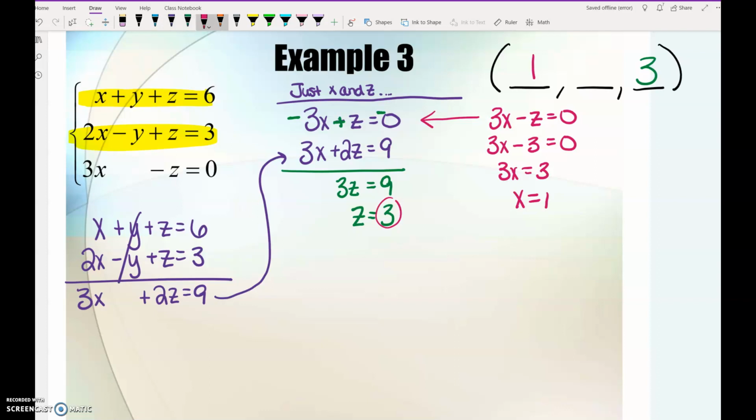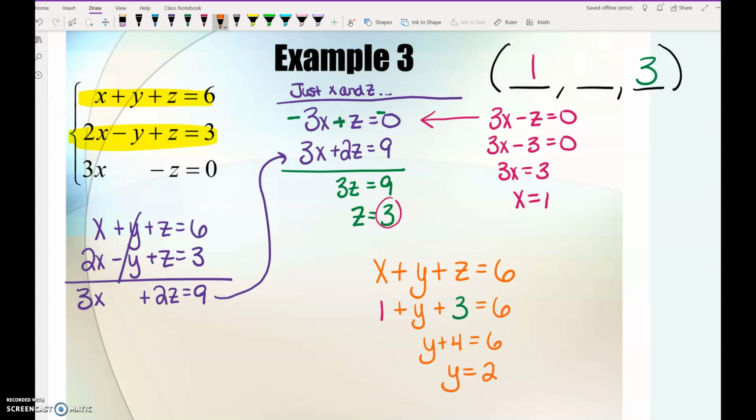Then we need to go back to one of the original equations, and I definitely am going to pick x plus y plus z equals 6, because that looks like a pretty simple equation to deal with. I know that x is 1. We don't know y. z is 3. So y plus 4 equals 6. That means y is 2.